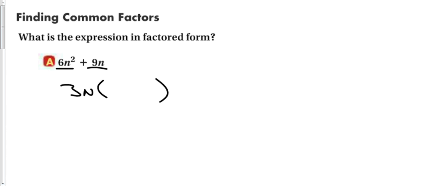And when I take that out, I have to figure out what is left over. So if I divide 6n squared by 3n, I get 2n, plus divide 9 by 3, and we get 3. If I want to check, distribute this back in. Do I go back to where I started? Yes. And that would be factoring out the GCF, because their common factor was 3n.